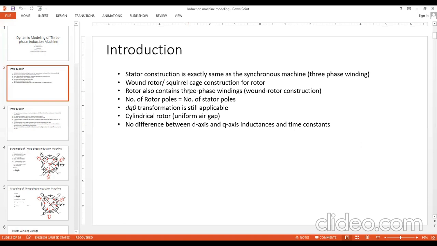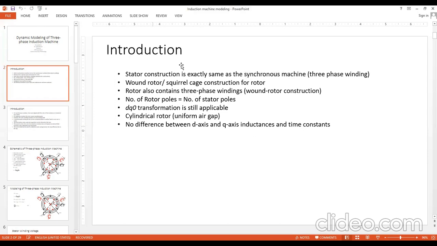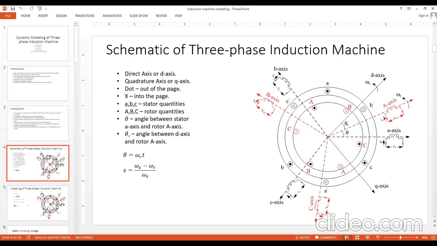One of the reasons is that I have already covered the detail of the modeling of the three-phase synchronous machine. After that, I continued with the schematic of the three-phase induction machine diagram. There are some similarities between the three-phase induction machine and the three-phase synchronous machine. Specifically in the stator construction part, there is no major difference between these two machines.